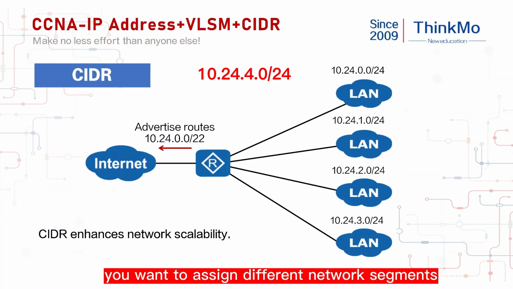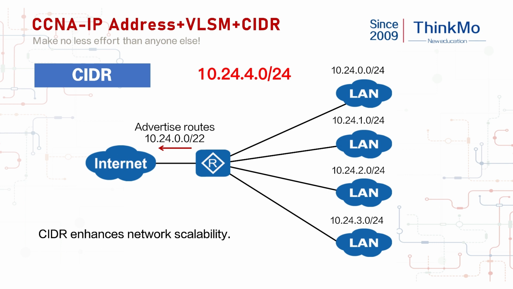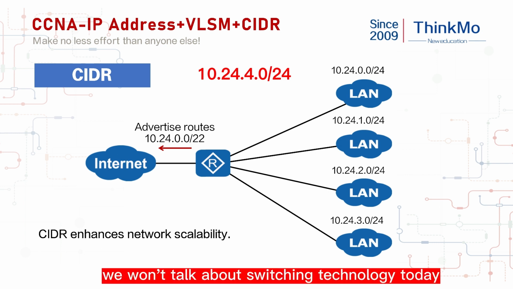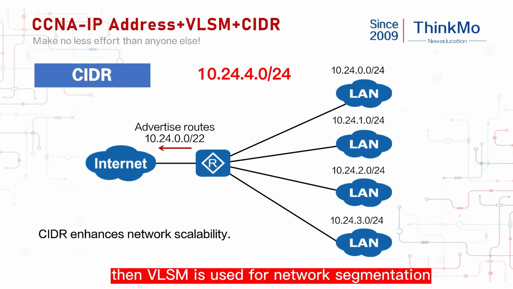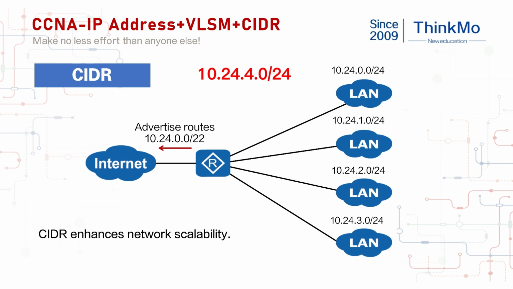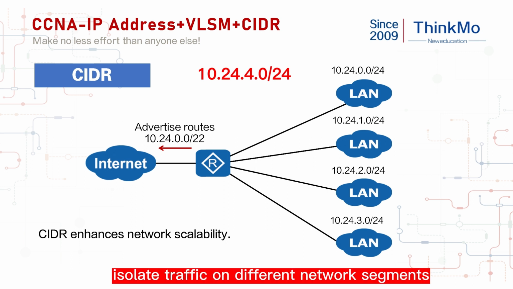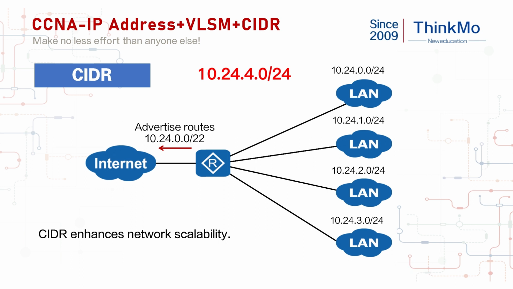You want to assign different network segments to different departments of the company. We won't talk about switching technology today, simply in terms of dividing the network. Segment the network, then VLSM is used for network segmentation. It is used to divide subnets and isolate traffic on different network segments.